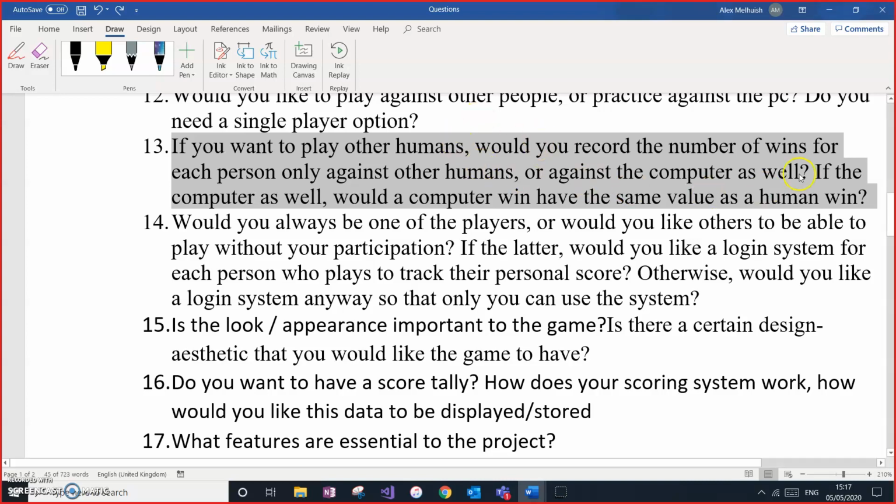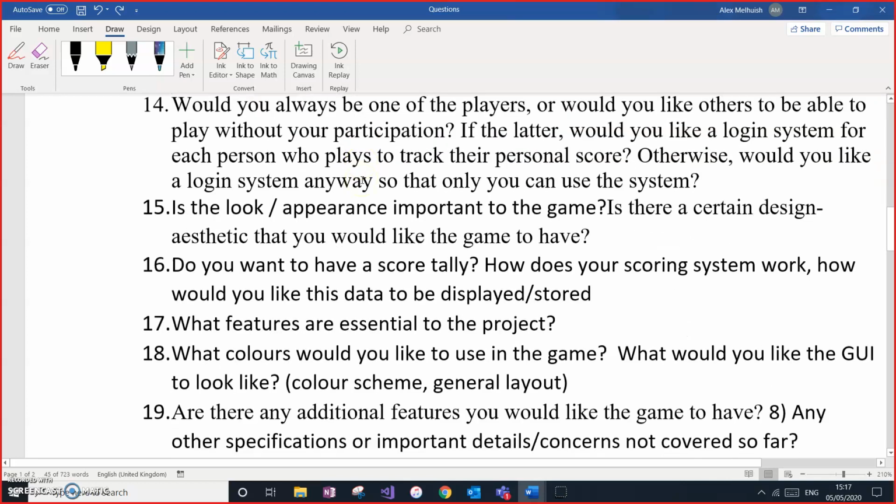You're also going to need to be able to store that data permanently, though, aren't you? In terms of if you're going to use it again in future executions of the program. So that one I've got a little bit of flexibility over. You can decide how you want to interpret that. Number 14, would you always be one of the players, or would you like other players to play without participation? I think I've already answered that question.